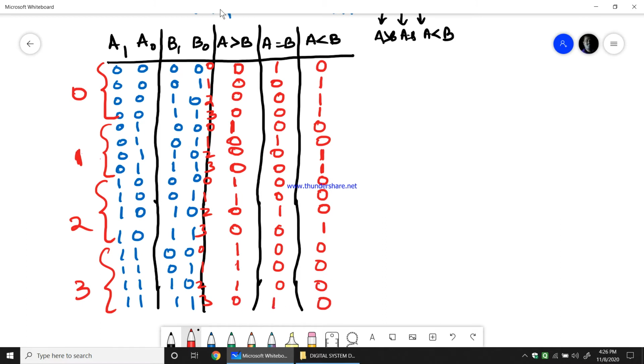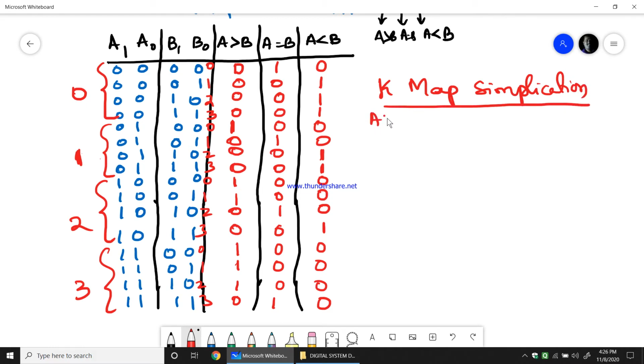So this is the truth table for the 2-bit comparison. Okay, we are comparing A1 and A0 with B1 and B0. Now we will see K-map simplification for each output, A greater than B, A less than B, and A equals B. So K-map simplification for A greater than B, if you see. So this is 16 combination input. So I get a 16-cell K-map, a 4 variable K-map.